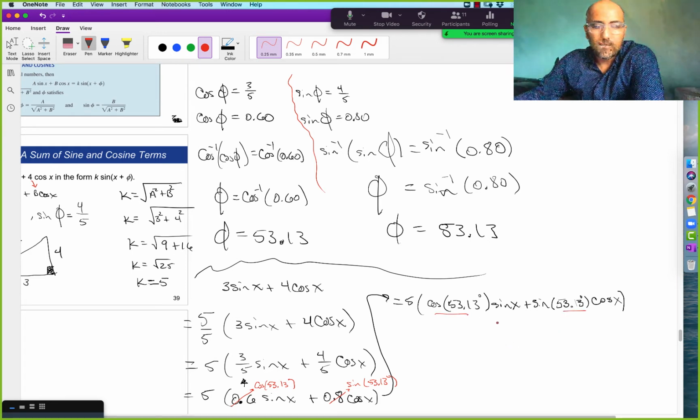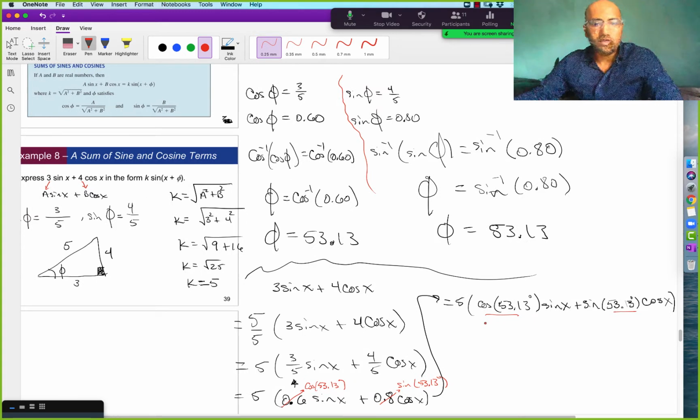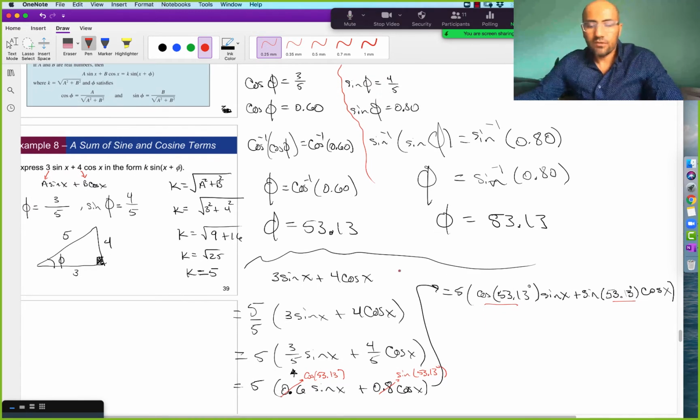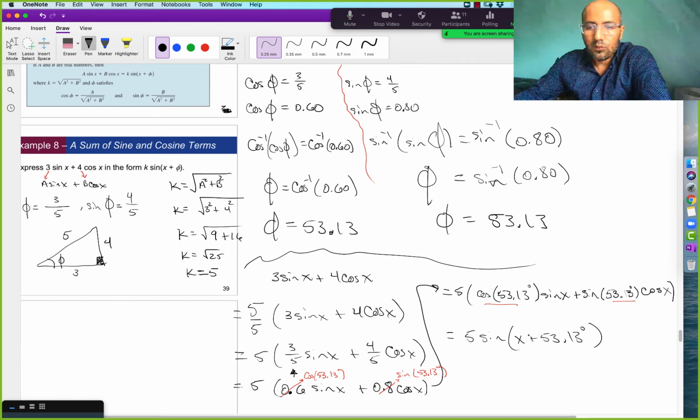Good. And now it fits the exact mold of our formula for the summation of two angles in the argument of a sine function. So now we can rewrite this as 5 sine of the summation of these two angles. So it's x plus 53.13 degrees. Good, and that's our answer. Any questions?